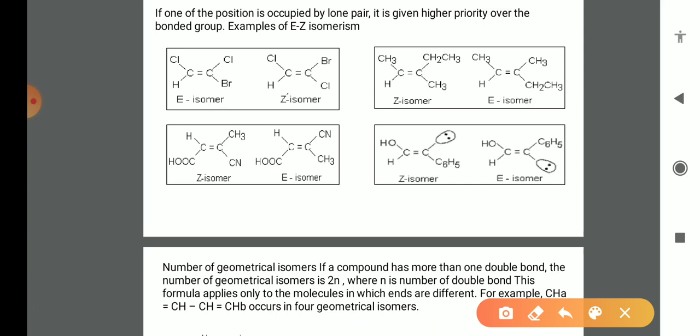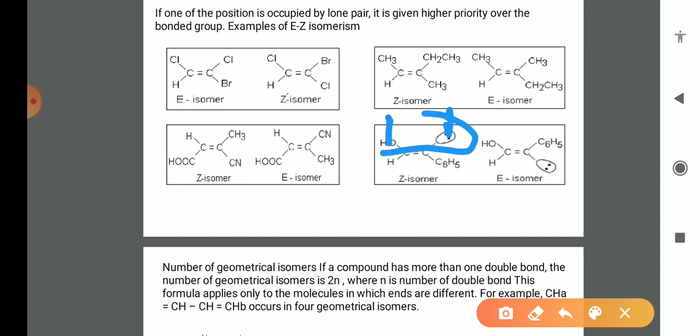In this condition, if one of the positions is occupied by a lone pair, it is given higher priority over the bonded groups. It's the sequence rule. If one of the positions is occupied by the lone pair, it is given higher priority. So this is the first priority, and on the second carbon it is a hydrogen, and this is OH. So we give the OH first.